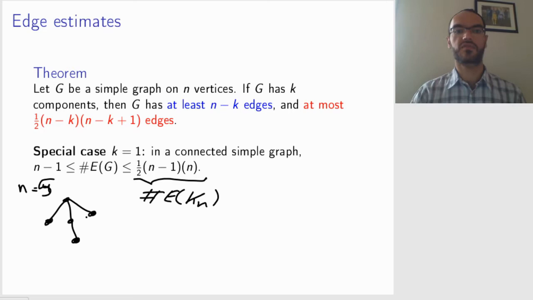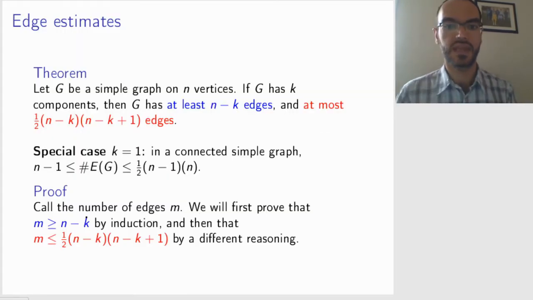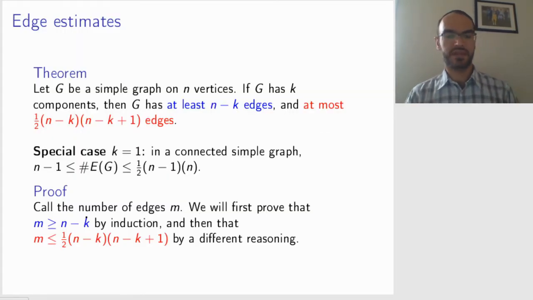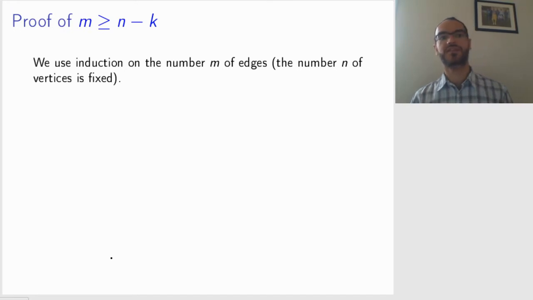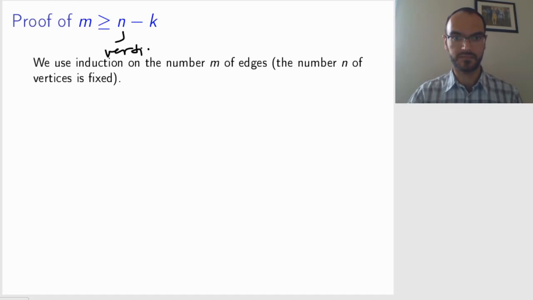But now let's go back to this general theorem. We want to prove two things about the number of edges that we call m. We want to prove that m is at least n minus k. This we will do by induction. Later we will also prove that m is at most this complicated number. For that we will use a different reasoning. But let's start with the blue statement. We want to prove that the number of edges is at least the number of vertices minus the number of components. So this is the number of vertices, and this is the number of components.